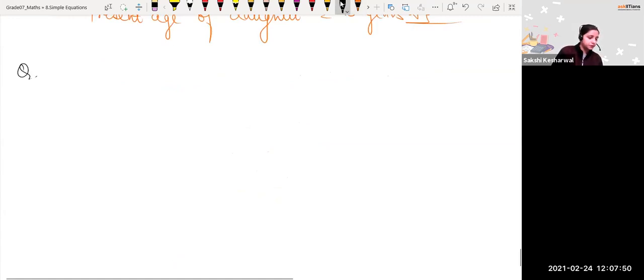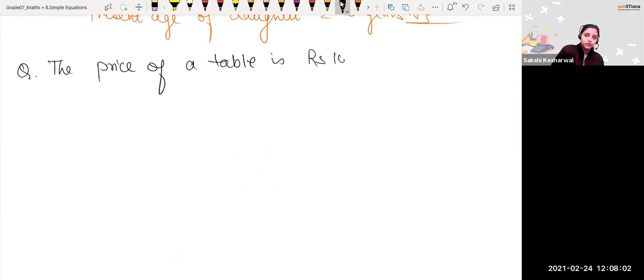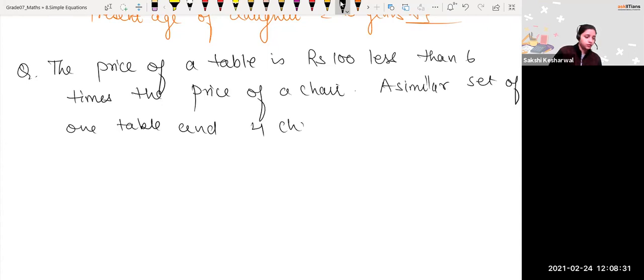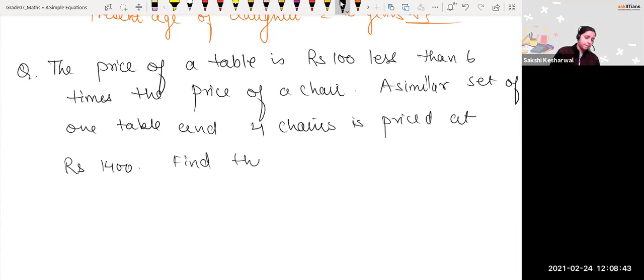Okay, it says that the price of a table is rupees 100 less than 6 times the price of a chair. A similar set of one table and four chairs is priced at rupees 1400. Find the price of a chair. Right, this is a good question.